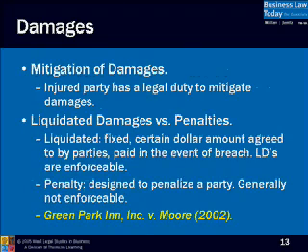All right, mitigation and liquidation. Mitigation, it says the injured party has a legal duty to mitigate. Notice it doesn't say the breaching party, it says the injured party. The non-breaching party has a duty. So if someone throws a rock through your storefront window, what do you do? Yeah, my last class said throw one back, but that's not the answer I was looking for.